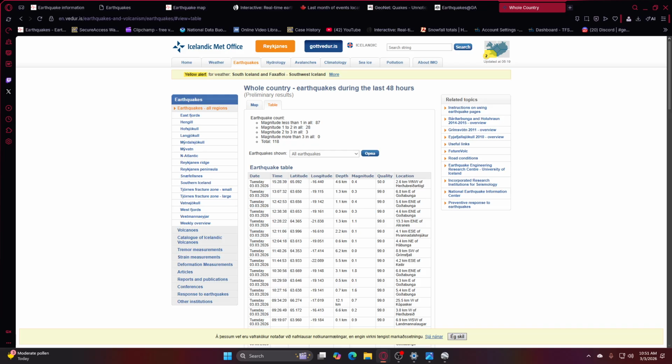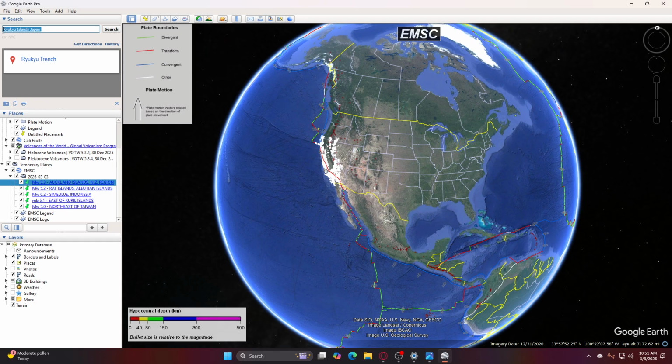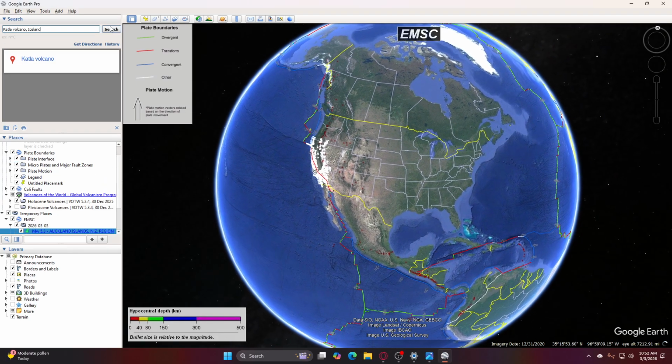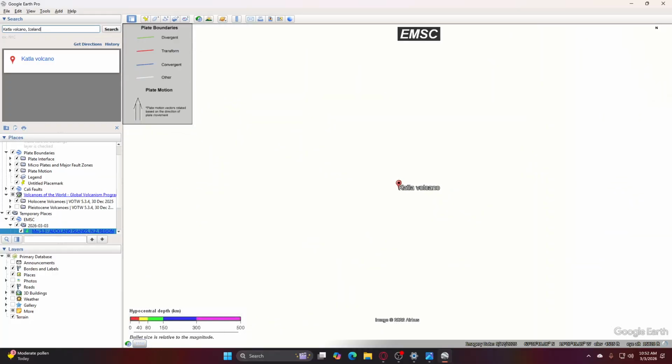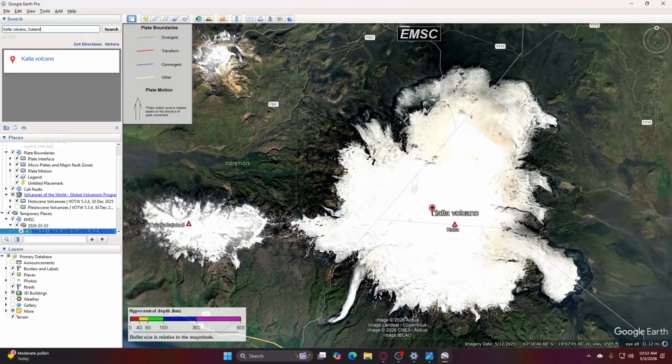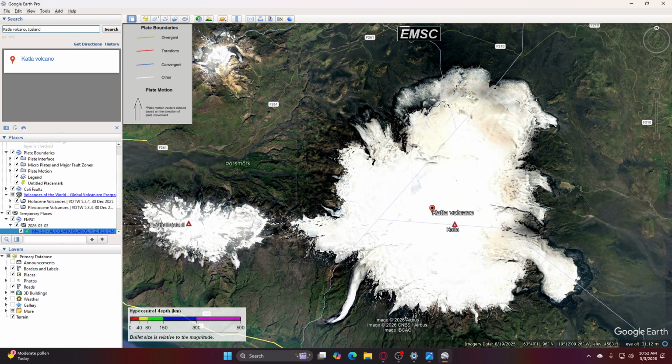All right. Icelandic monitoring stations have detected a minor swarm of microquakes beneath the Katla volcano. So let's go over here. I want to put in Katla volcano. Approximately 23 earthquakes were recorded in a 14-hour window, with the largest reaching 2.0. Oops, I think we came in really deep here. This is Katla. While Katla is one of Iceland's most dangerous volcanoes, the Icelandic Meteorological Office currently views this as standard geothermal tectonic noise rather than an imminent eruption signal.